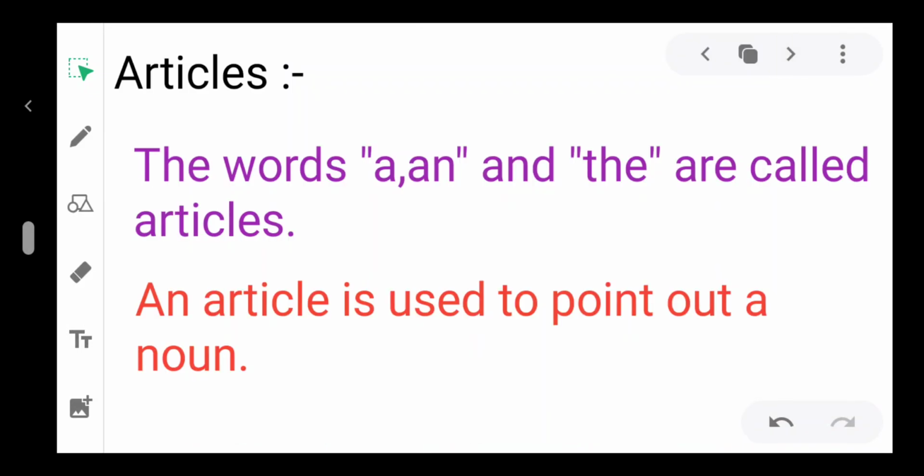The words a, an and the are called articles. An article is used to point out a noun. Let us learn about the uses of articles.